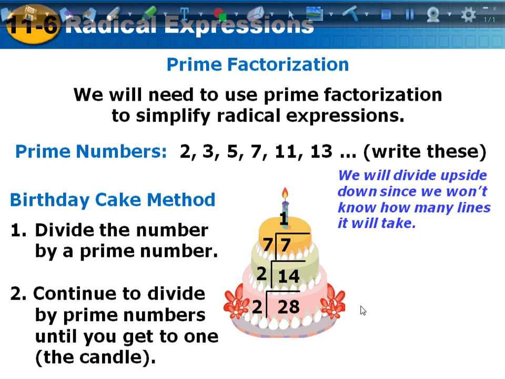Now we're going to take this birthday cake and turn it upside down, and this is the way you're going to see it written on your examples. You don't have to write any of this other than the prime numbers at the top. But we're going to go down so that we don't end up in the problem before it, as far as space to actually work our problems out.